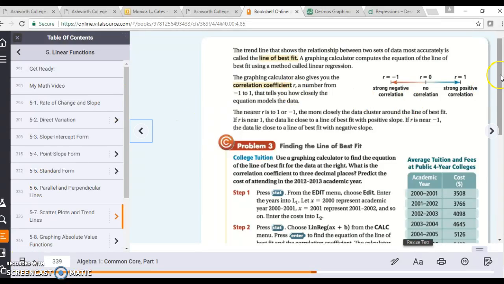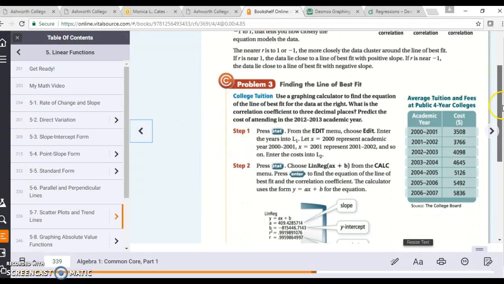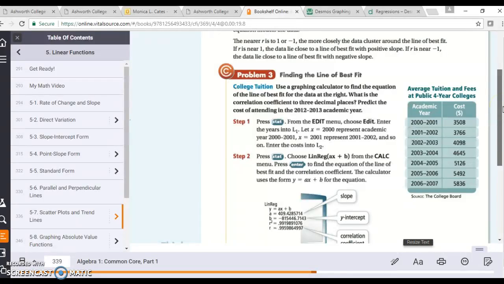Okay, let's take a look at problem 3, finding the line of best fit, college tuition. It says, using a graphing calculator to find the equation of the line of best fit for the data at the right. What is the correlation coefficient to 3 decimal places? Predict the cost of attending in 2012 and 2013.